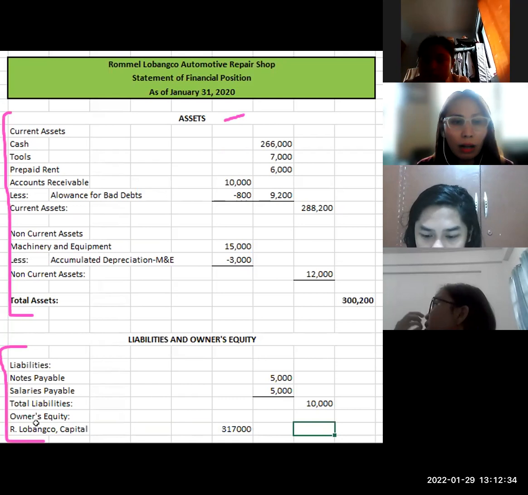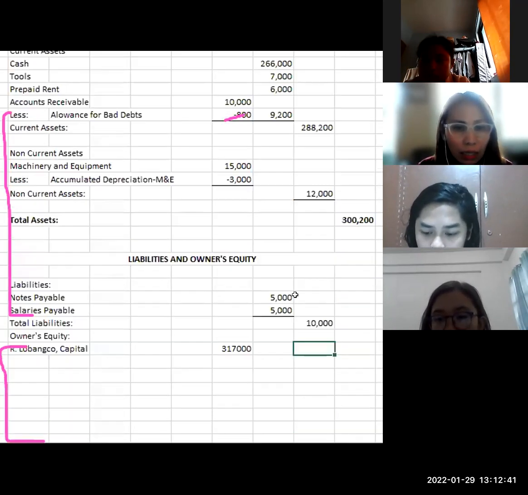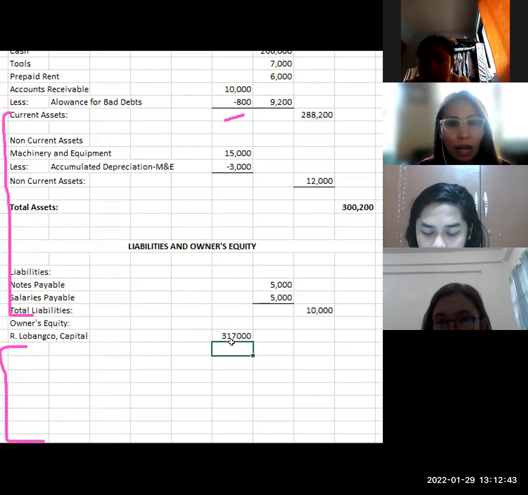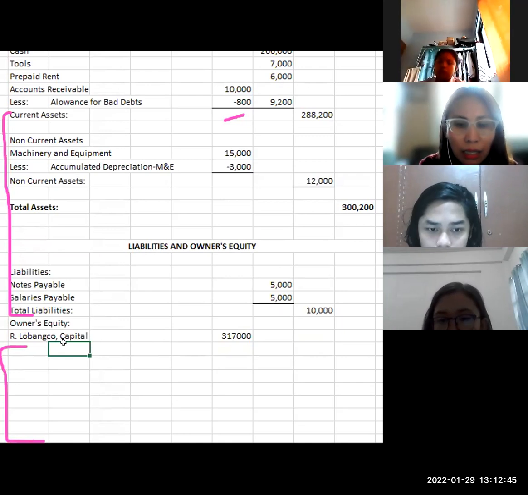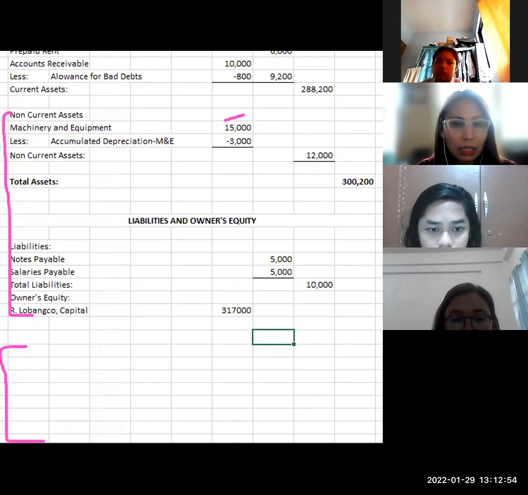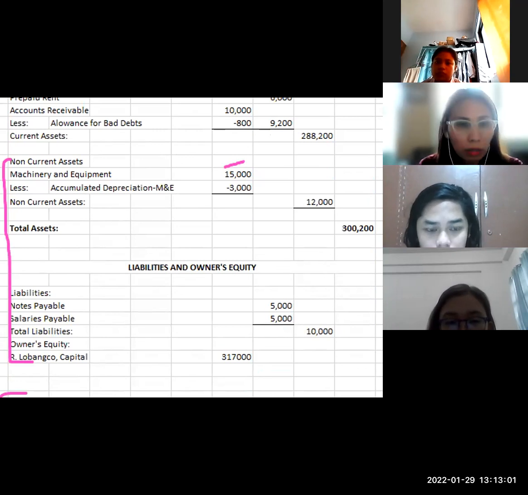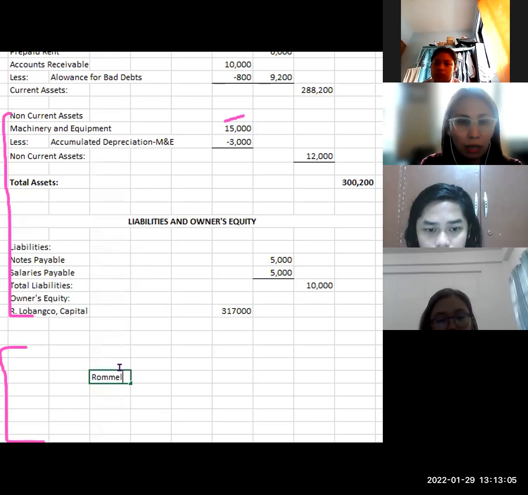Okay. Capital carried over amount 317,000. Okay. 317,000, i-deduct natin. Okay. I-add natin yung ating service income. Okay. And that is shown on the income statement. Let me show you. Wait lang, class ha. Gawa tayo ng income statement.